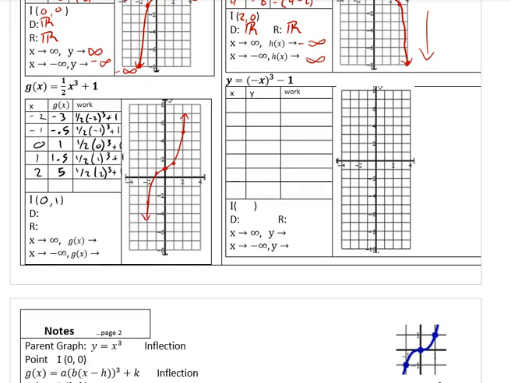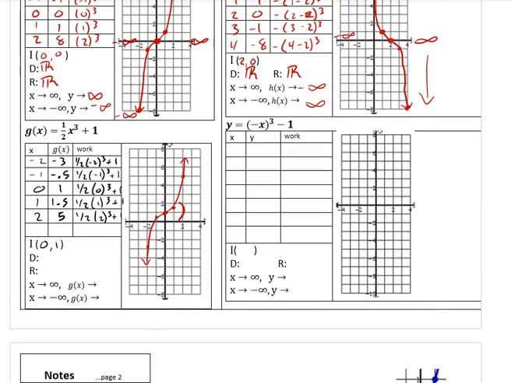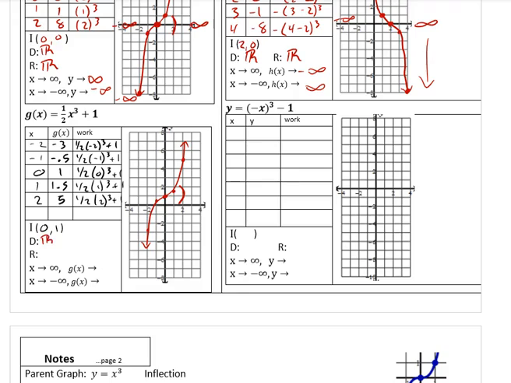So the shrinking part happens right in here. And you can notice that from here, this is like how big they are compared to how far spread out they are compared to not being spread out. Domain and range are always all real numbers. As x goes to infinity, my y is going up to infinity. As x goes to negative infinity, my y is going down to negative infinity.